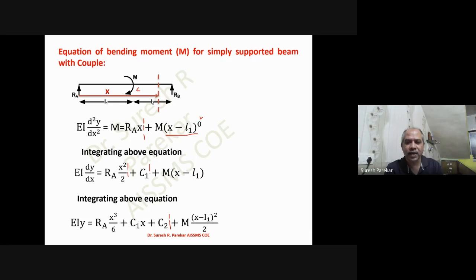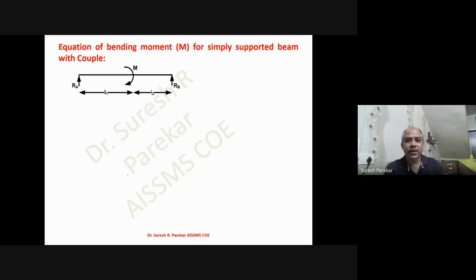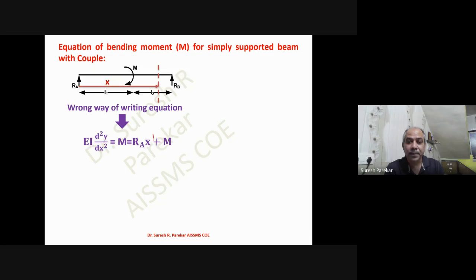Your constants of integration are always in the first compartment, not in the second compartment, because these are always there. Now you can see here, I have explained the wrong way of writing the equation. If I write it in this fashion, EI d2y by dx square equals m RAx plus m, is it wrong? Yes. Because when you integrate it, for a moment it is okay, but when you integrate it, your equation becomes like this. Actually I have the first compartment in this one only, because x is always in the first compartment. But as you have mx, this x will indicate you are in the first compartment.